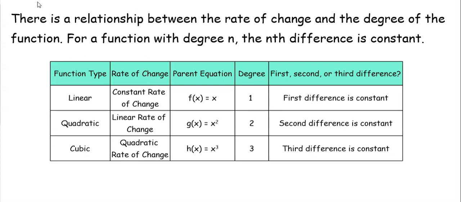For a function with degree n, the nth difference is constant. Right? So for a linear function, there's a constant rate of change. Linear functions have a degree of 1, and the first difference is constant. For quadratic functions, they have linear rates of change. Here's their parent function, their degree is 2, and their second difference is constant. For cubic functions, they have a quadratic rate of change. Here's their parent function, they have a degree equal to 3, and their third difference is constant.